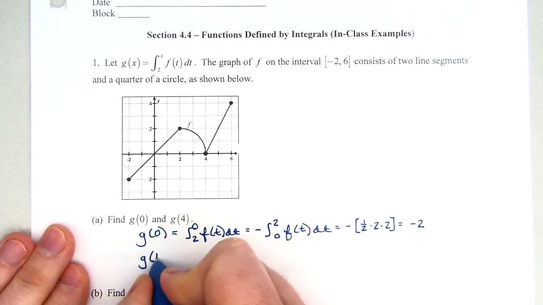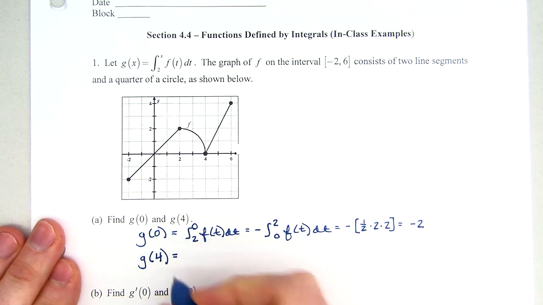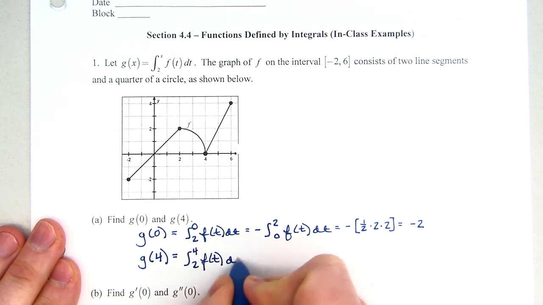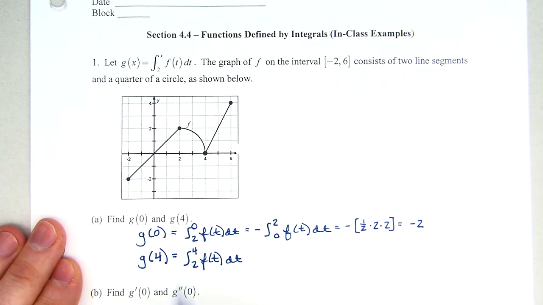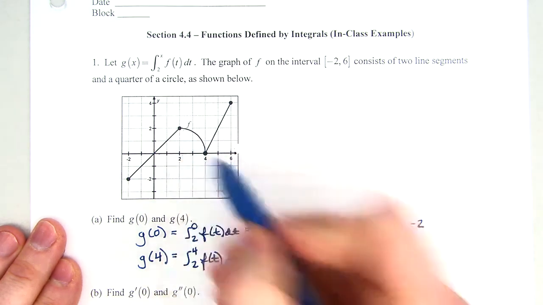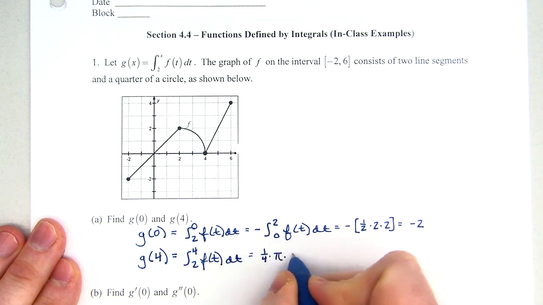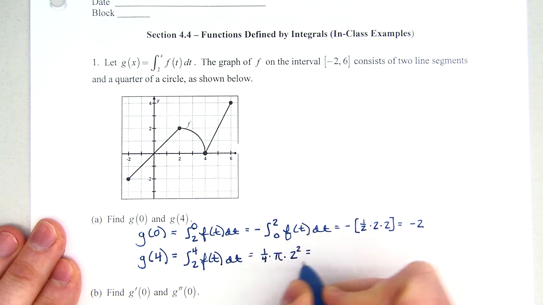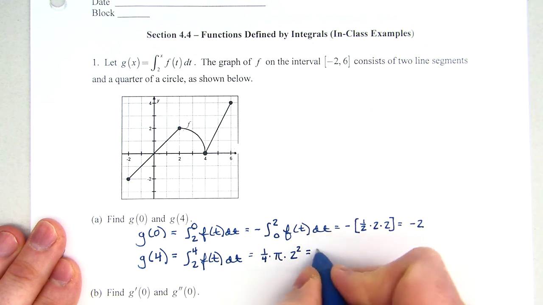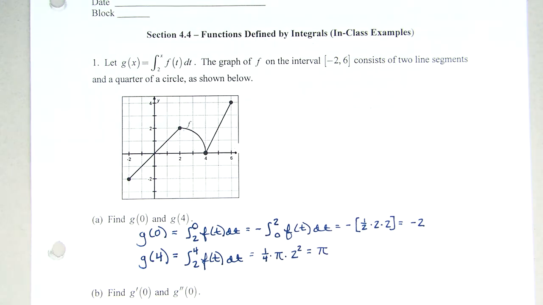Then we need to find g of 4. G of 4 is going to equal the integral from 2 to 4 of f of t dt. Well, as we go from 2 to 4, that's a quarter circle, so that's going to be 1/4 times pi times radius, which is 2 squared. 1/4 times pi times 4 should be getting pi from that.